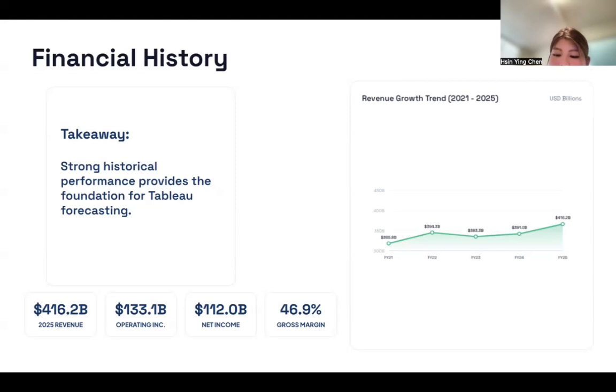Also, Apple maintained strong profitability. Operating income increased to around $133 billion, and net income reached $112 billion in 2025. In addition, operating cash flow remained above $100 billion every year, demonstrating the company's strong financial position. So Apple's stable revenue growth, strong profitability, and consistent cash flow provide the solid foundation for the AI-assisted forecasting analysis that our teammates will present next.